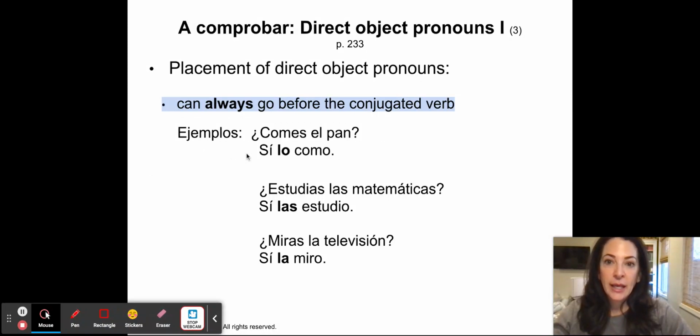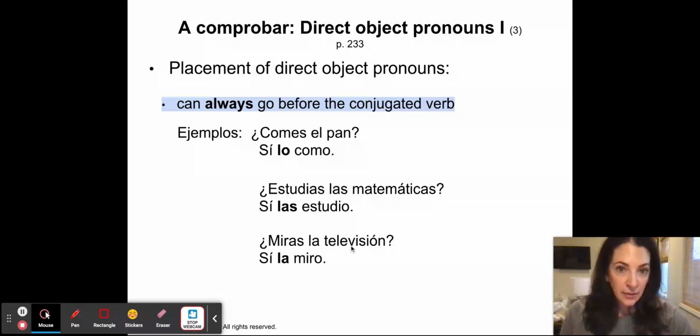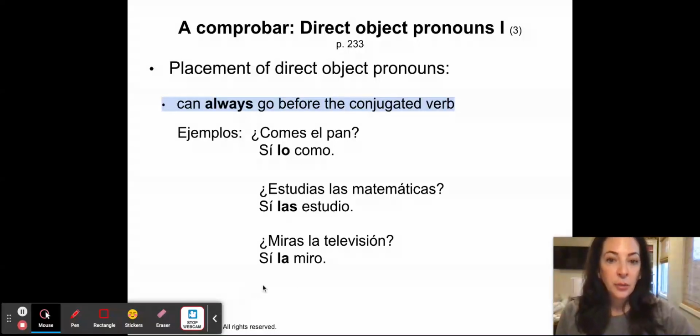Okay, so again, to review, the placement of direct object pronouns, they can always go in front of a conjugated verb. Okay, so even if you have two verbs in the verb phrase, you can always put it in the front. ¿Comes el pan? Sí, lo como. ¿Estudias las matemáticas? Sí, las estudio. ¿Miras la televisión? Sí, la miro. So these are all singular verbs. Como, estudio, miro. One verb, it goes in front.